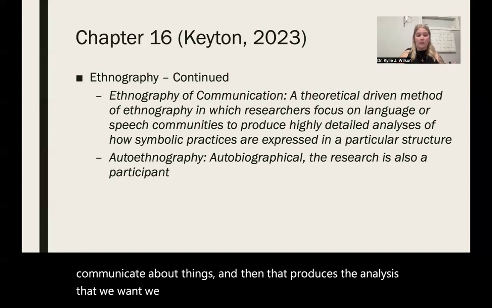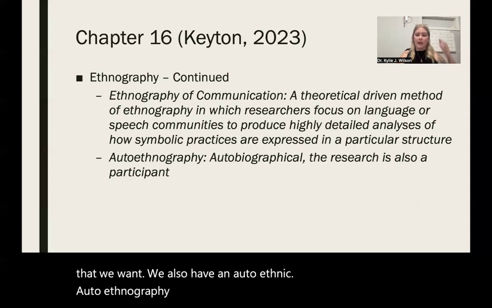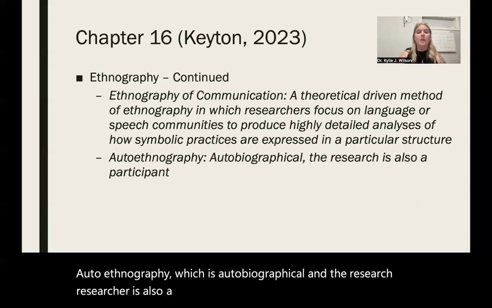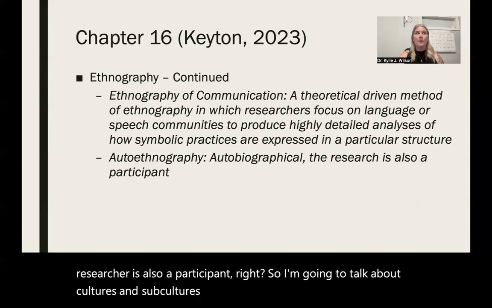We also have autoethnography, which is autobiographical, and the researcher is also a participant, right? So I'm going to talk about cultures and subcultures, but I'm also a participant of it because I'm also a part of that culture or subculture.